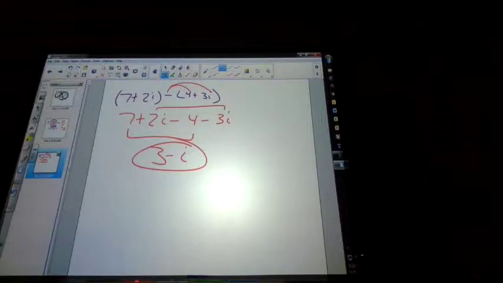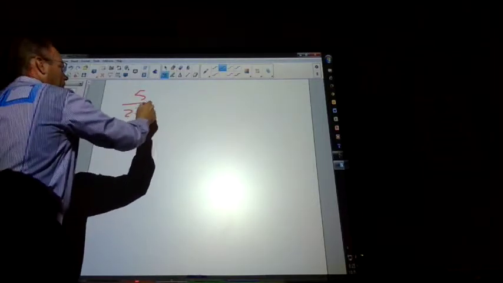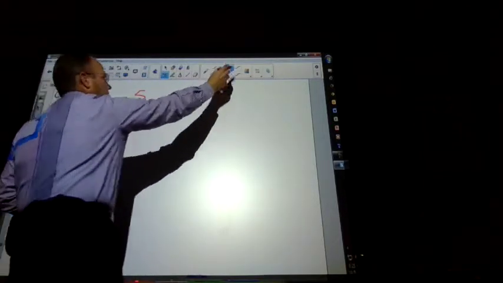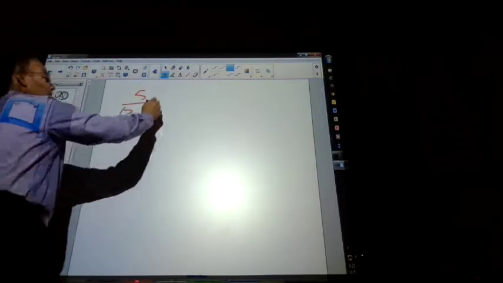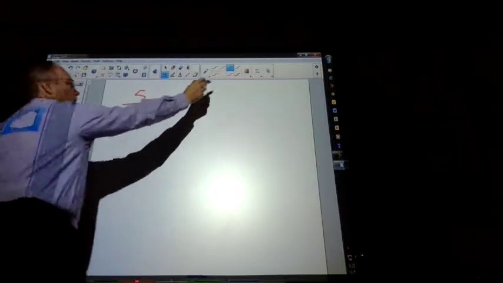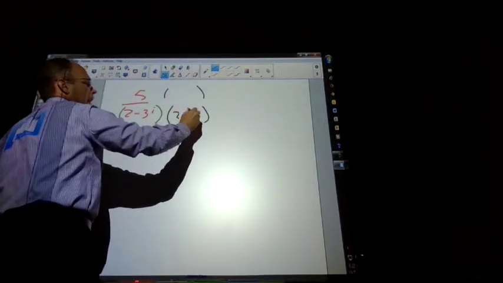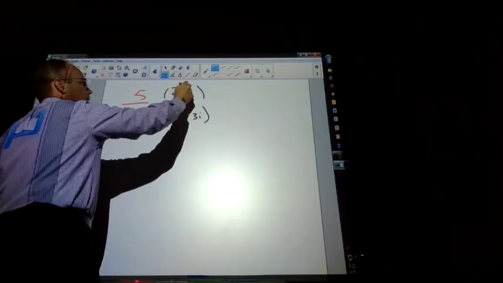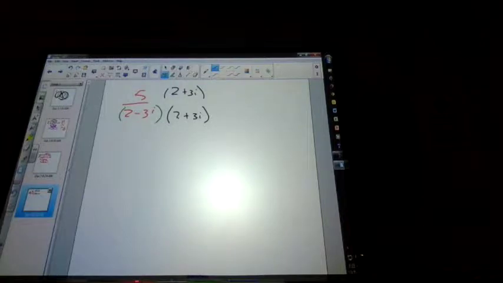And then I have 5 over 2 minus 3i. Remember, don't have i on the denominator, so I have to multiply the top and bottom by the exact same thing. What am I going to multiply top and bottom by? 2 plus 3i. So that's called the conjugate. Since you're multiplying by the same on top and bottom, it still is the same size fraction.